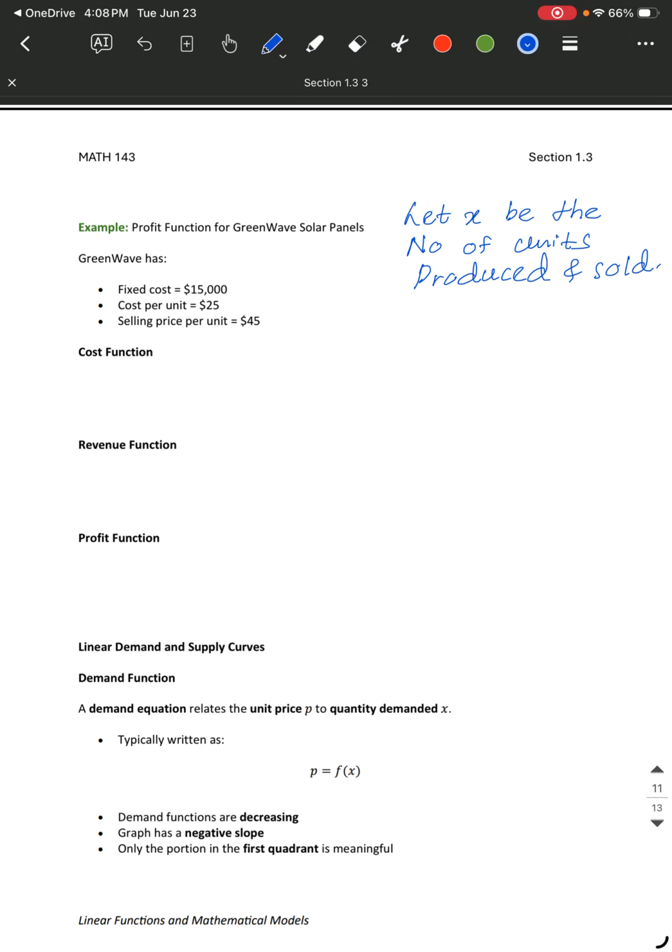Then here the fixed cost 15,000 is our uppercase letter F, $25 cost per unit is lowercase letter C, and selling price per unit is lowercase letter S. Then the cost function C of X is fixed cost plus C times X, 15,000 plus 25 times X. Revenue function R of X is S times X, 45X.